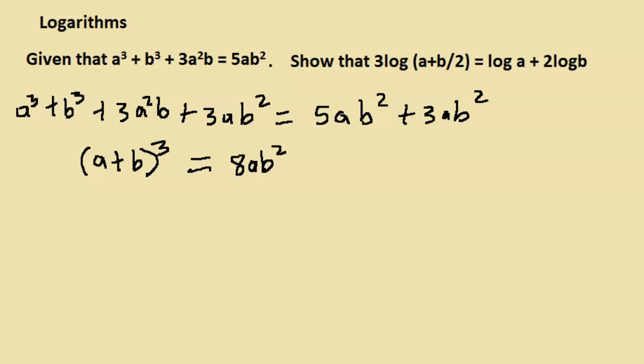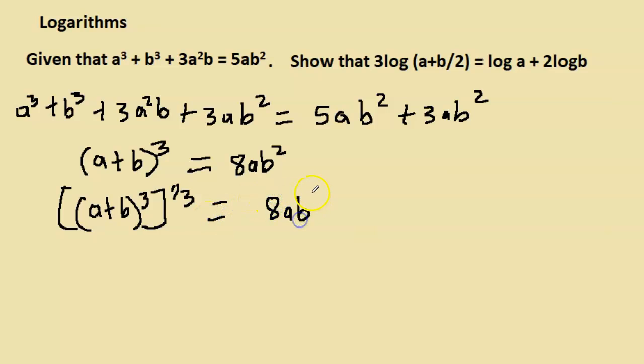Next, to get a plus b, we can take the cube root of both sides. I will raise both sides to the power of 1/3. So I raise (a plus b) cubed to the power of 1/3, and I raise 8ab squared to the power of 1/3 as well. 1/3 times 3, that's 1. So we just have a plus b here.